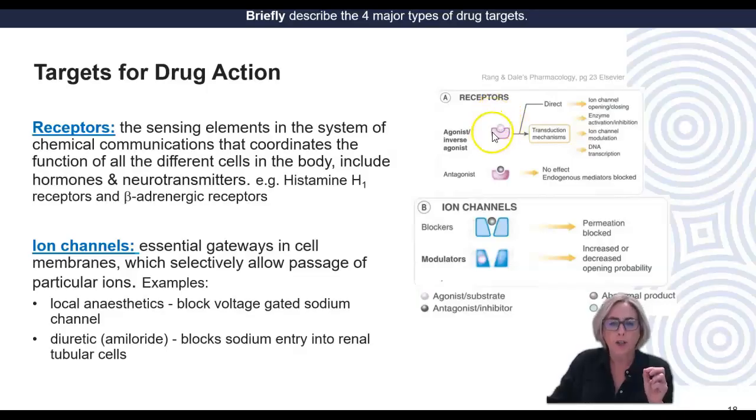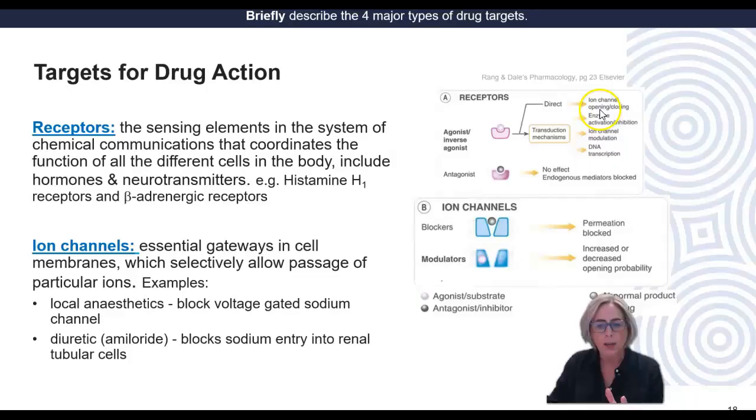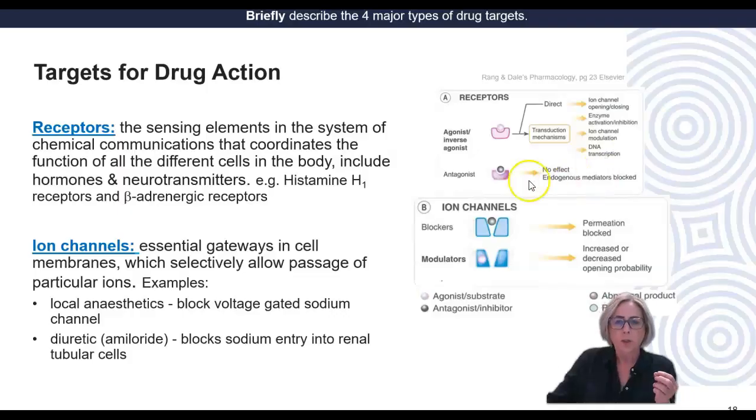Okay, so the agonist binds to the receptor, and there's either a direct effect or signal transduction mechanisms that occur. But some of the net effects then of the agonist binding to the receptor are opening and closing of ion channels, or enzyme activation, or even inhibition of an enzyme, ion channel modulation as well, and DNA transcription too. And that obviously will be an intracellular receptor that causes that DNA transcription, which is going to eventually lead to protein synthesis.